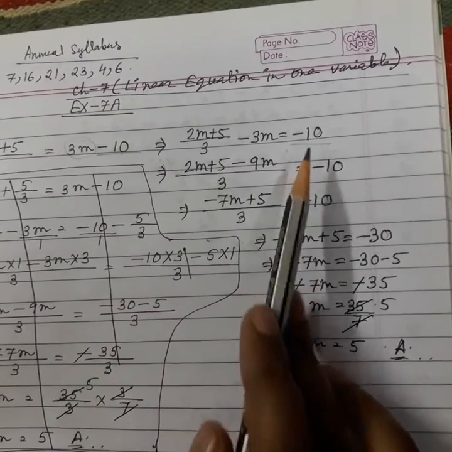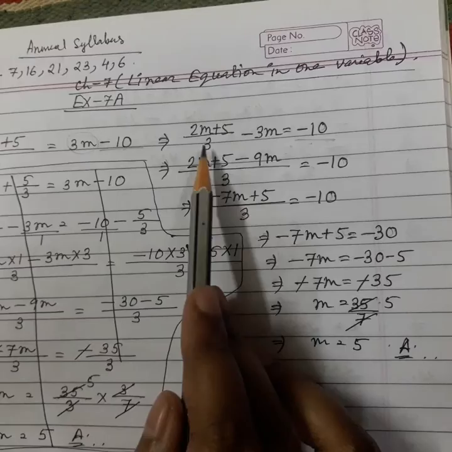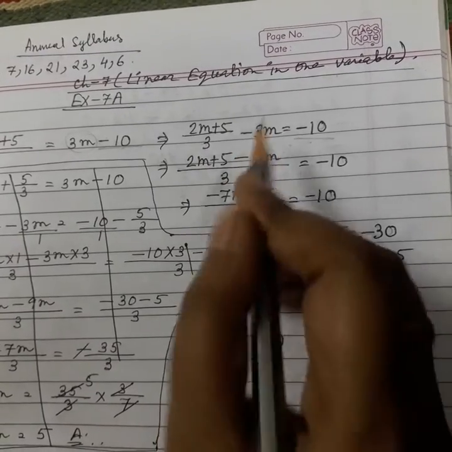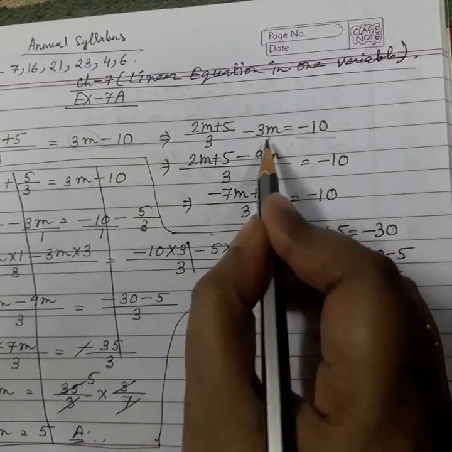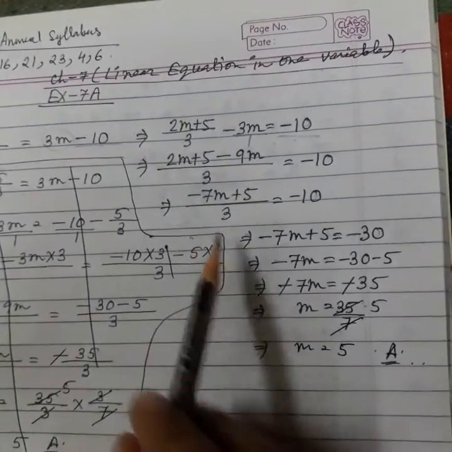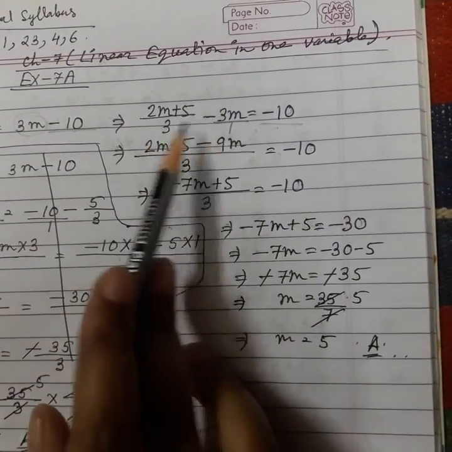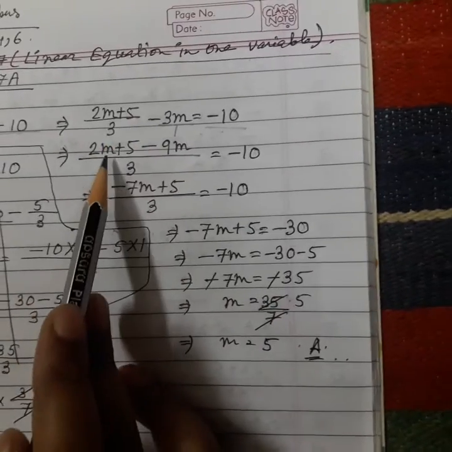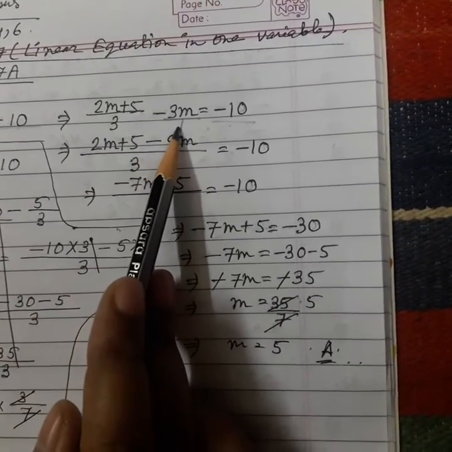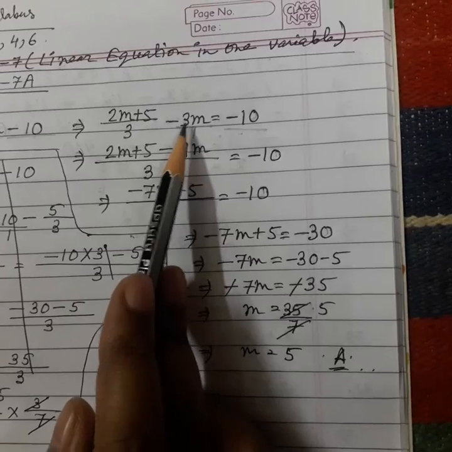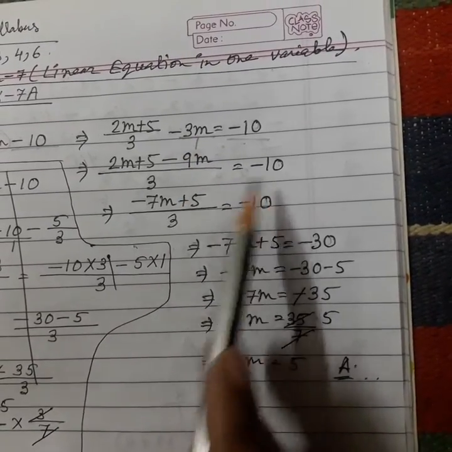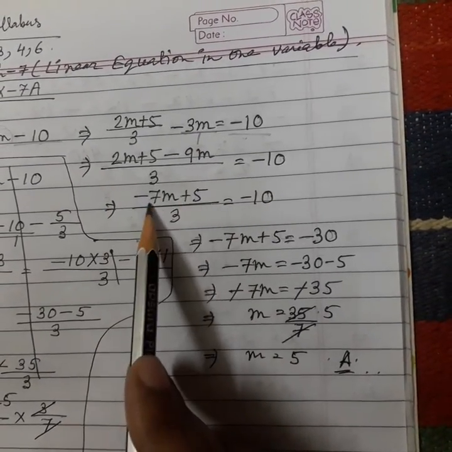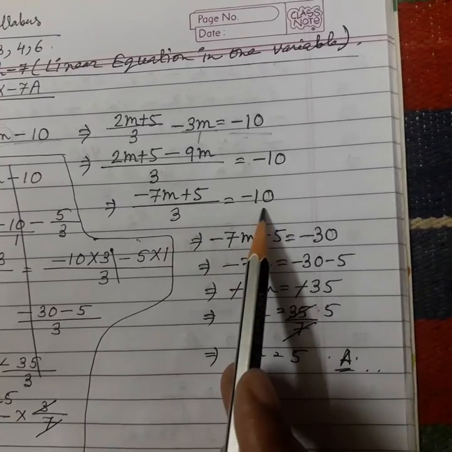Now 2m plus 5 by 3 and minus 3m, means it is given by 1, so you have to do the LCM. On the left side fraction subtraction is there, so LCM is 3. The numerator will be the same, 2m plus 5 minus, here 1 3s are 3, so 3 into 3m, 9m, and minus 10. So 2m minus 9m is minus 7m plus 5 by 3 equal to minus 10.